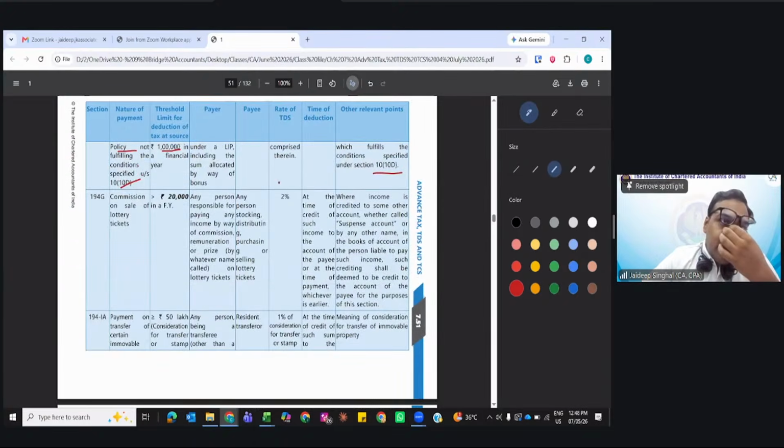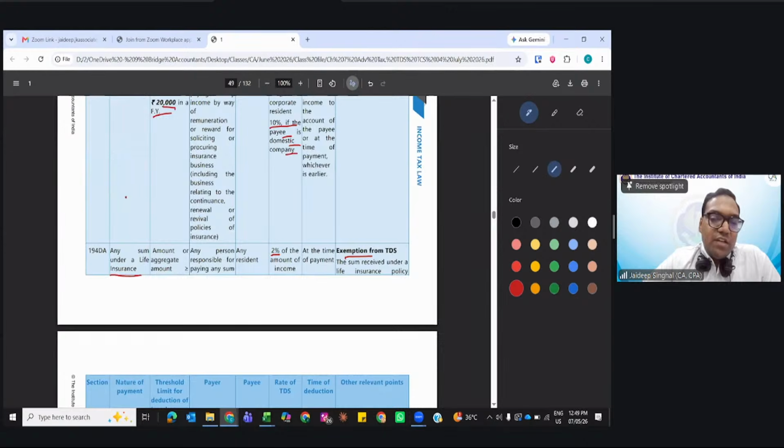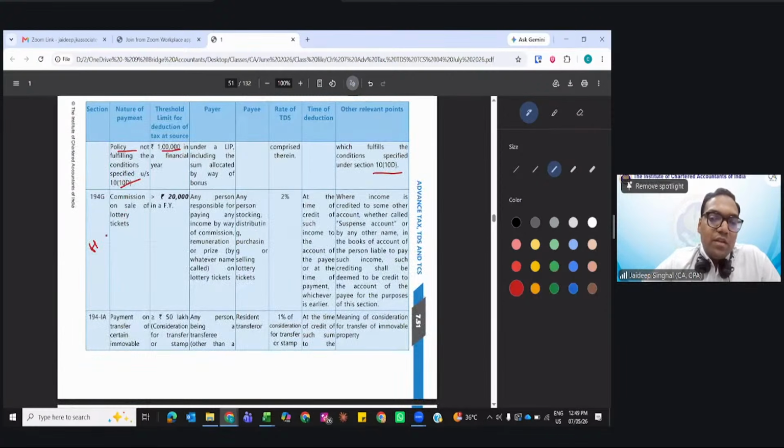Commission on sale of lottery tickets. One commission section we have studied is 194H, which is for other commissions. Then we discussed insurance commission, 194D. Now we are discussing 194G, commission on sale of lottery tickets. The person selling the lottery tickets gets a commission from the lottery company. If it is greater than 20,000 per year, 2% TDS.